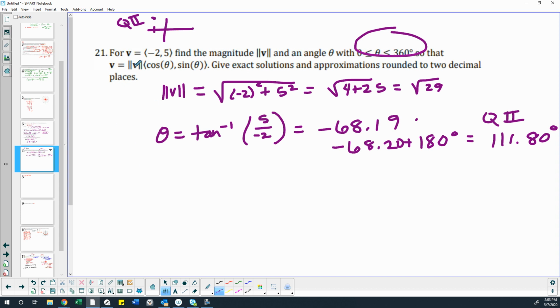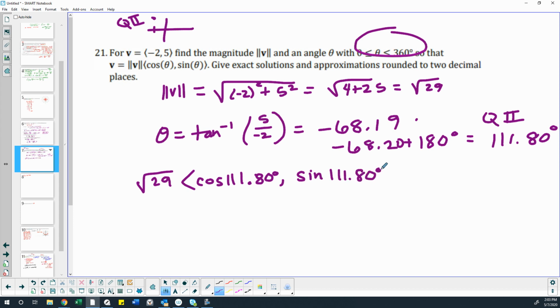So to write this in that form, I would write it as square root of 29 times the cosine of 111.80 degrees, comma, sine of 111.80 degrees.